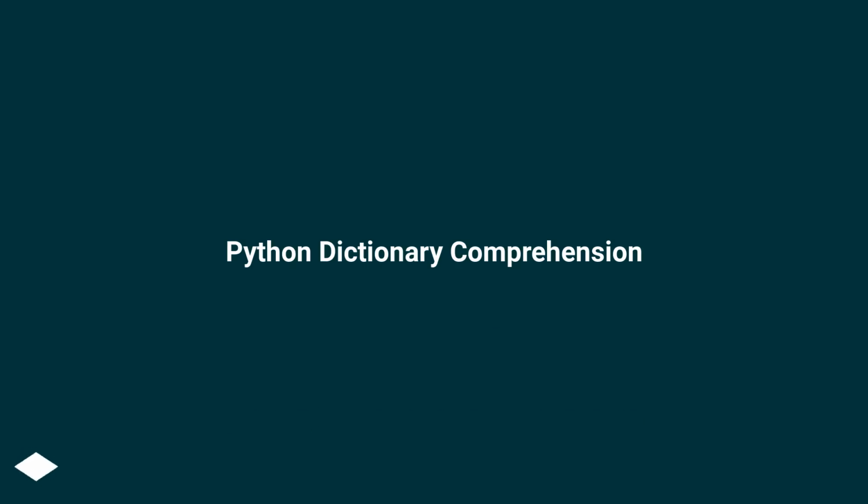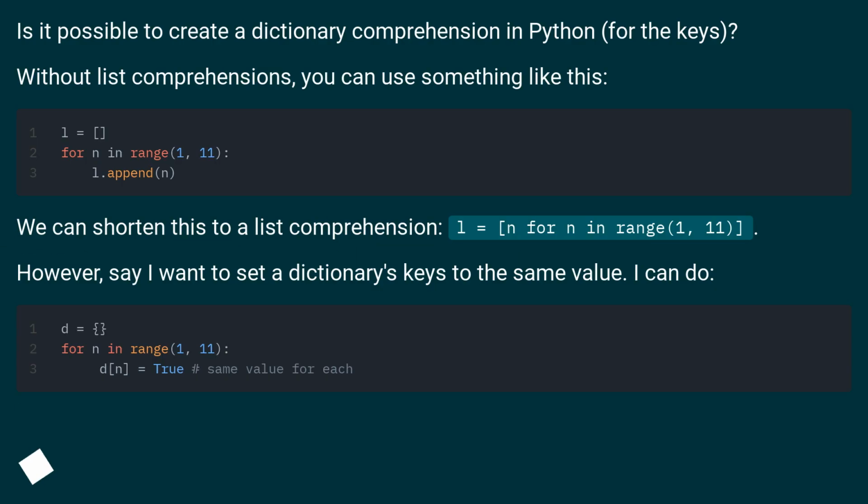Python Dictionary Comprehension. Is it possible to create a dictionary comprehension in Python for the keys? Without list comprehensions, you can use something like this. We can shorten this to a list comprehension, L equals n for n in range 1, 11.